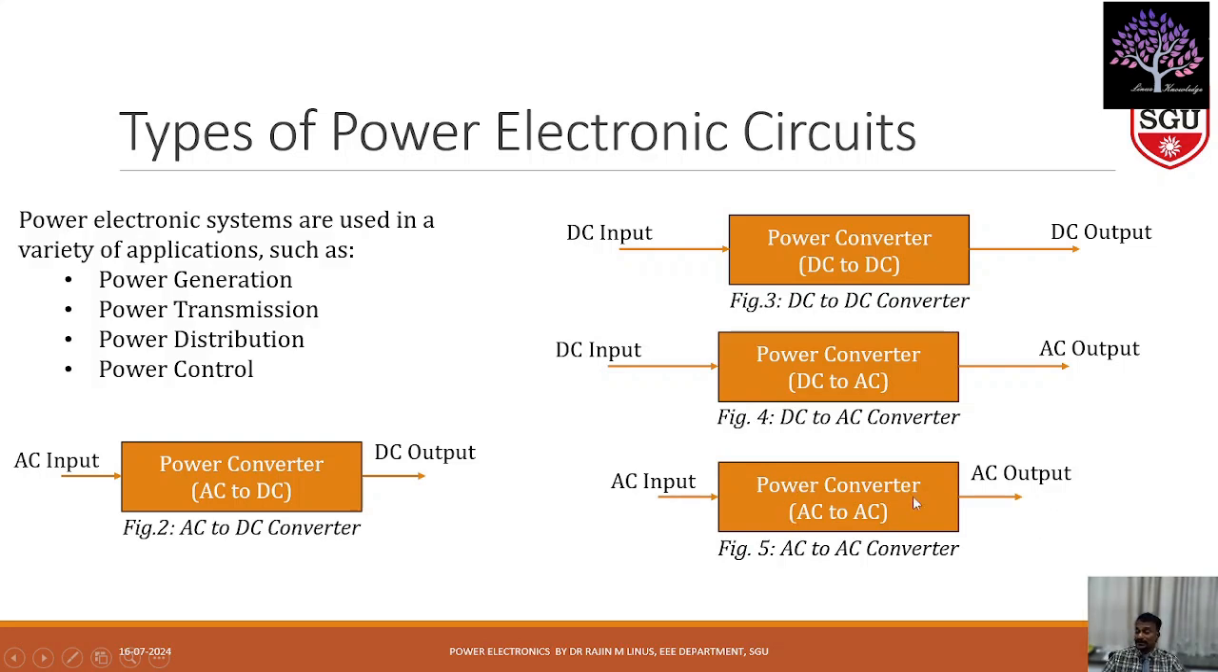So we will have two types of AC to AC converter. One is the AC voltage controller, which will convert fixed AC amplitude to variable AC amplitude. Then the cycloconverter, which will convert fixed AC frequency to variable AC frequency. So these are all the different types of power converters used in electrical circuits. There are many more applications, so we will elaborate on each module separately.